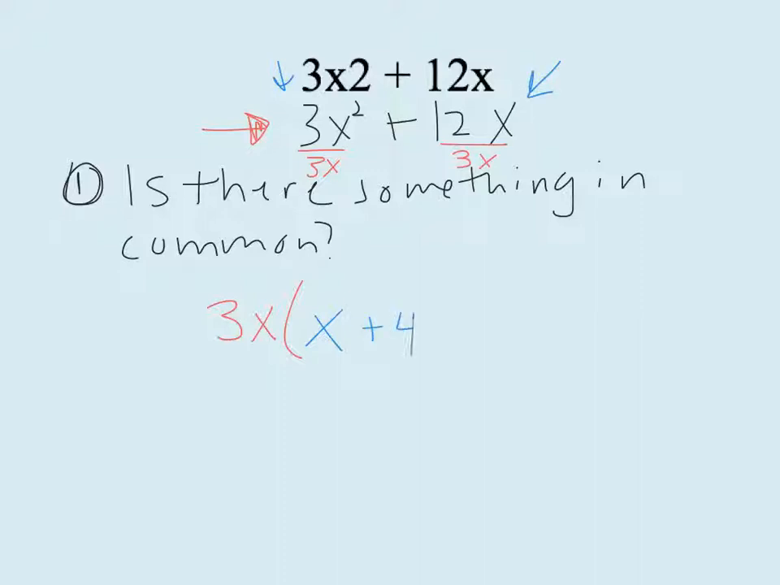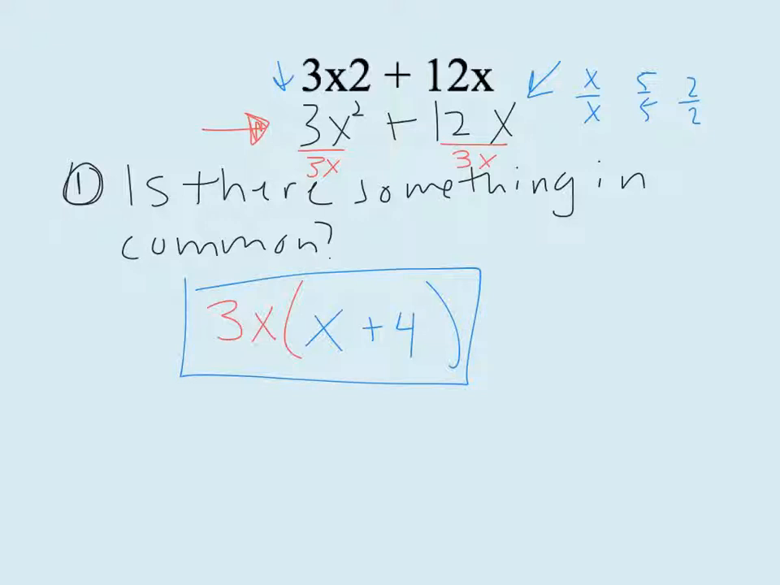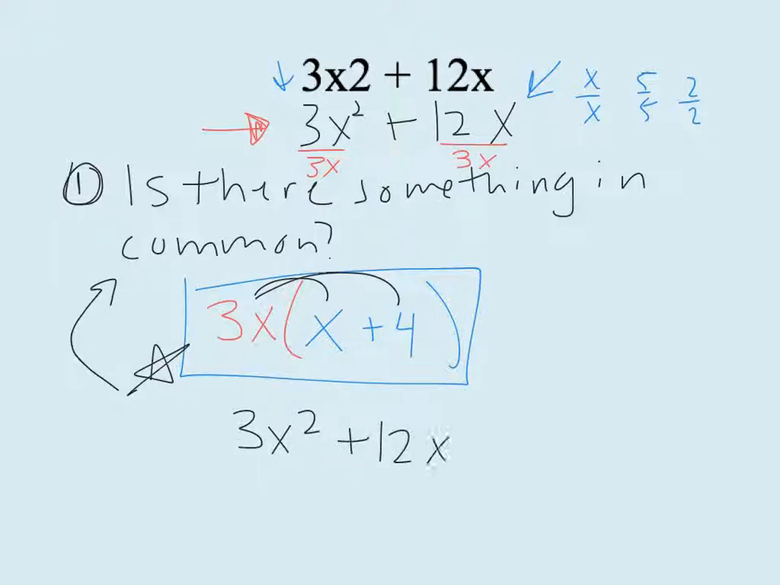So I'm going to have a 4 out in front. And x over x, that's the same thing as if I had 5 over 5 or 2 over 2. That's completely gone. So this right here would be my final answer. You can always check your work because this right here should be able to bring you back to the original. So if I were to check my work, I would distribute that in. 3x times x would give me 3x squared, and 3x times 4 is 12x, which was my original. So it works out.